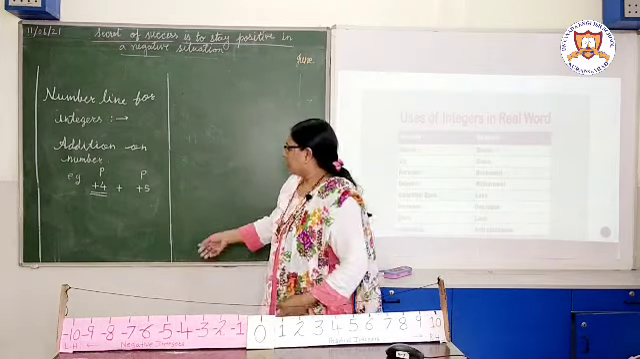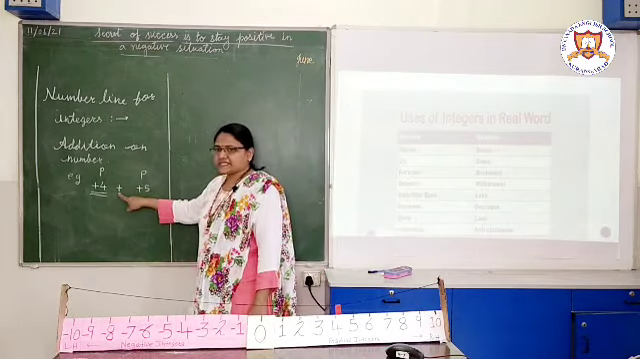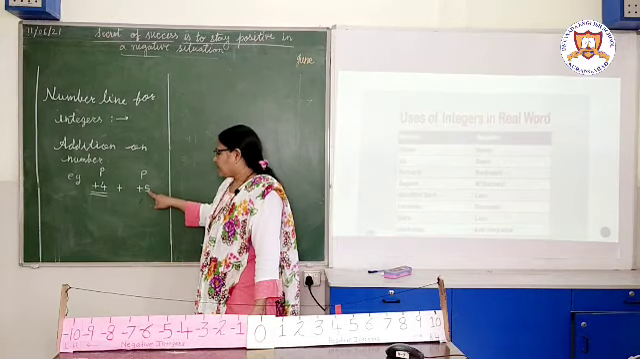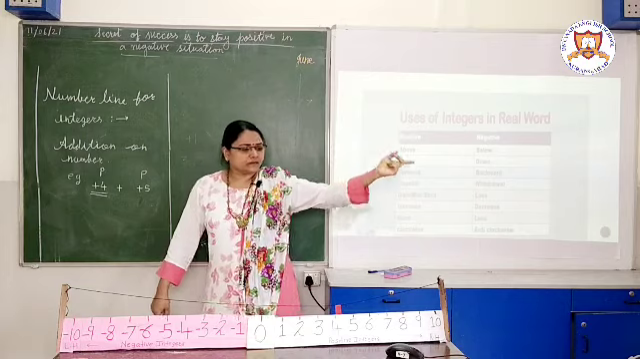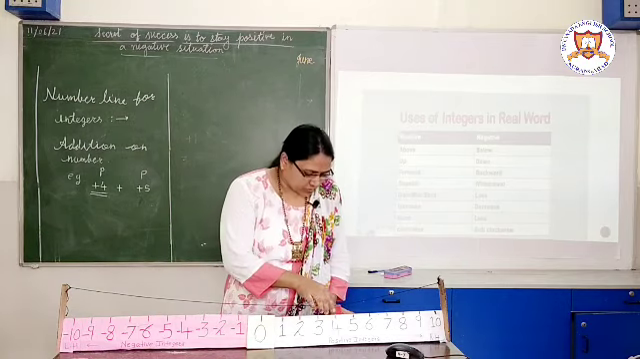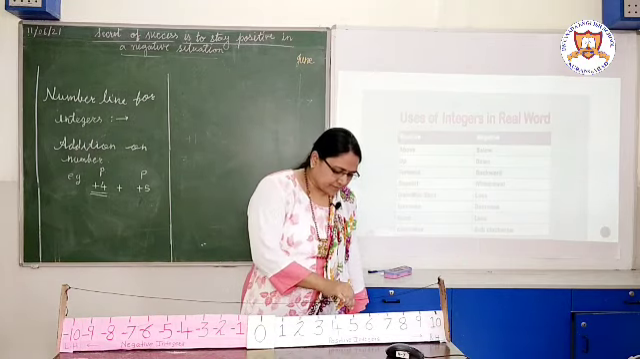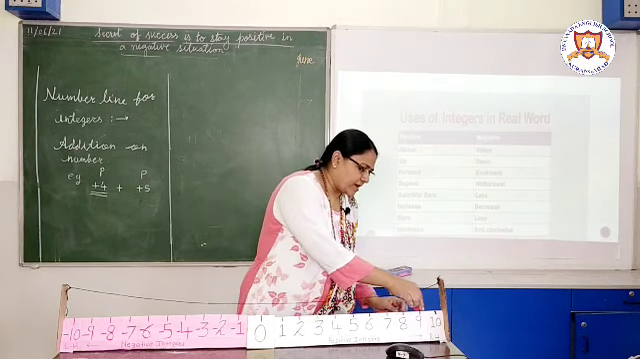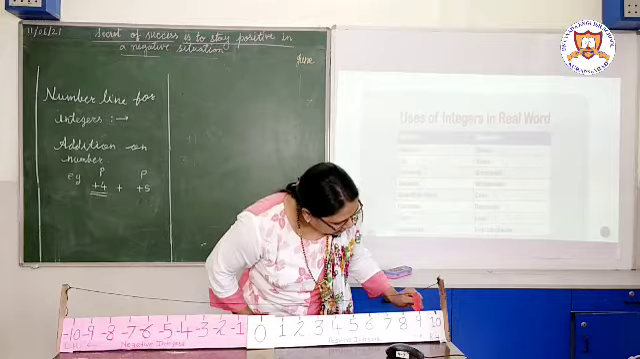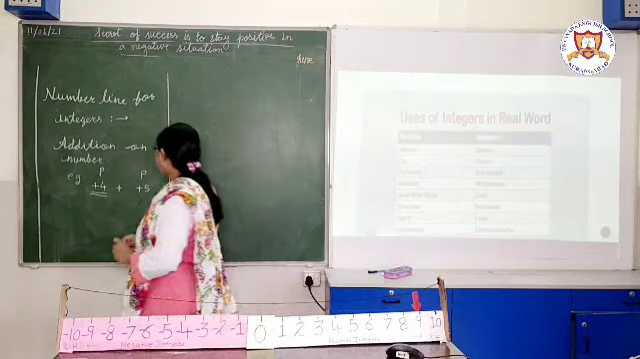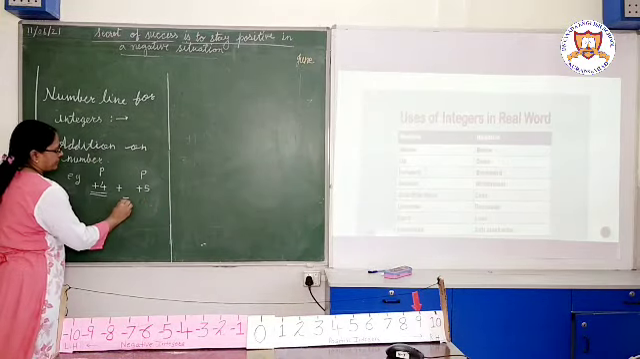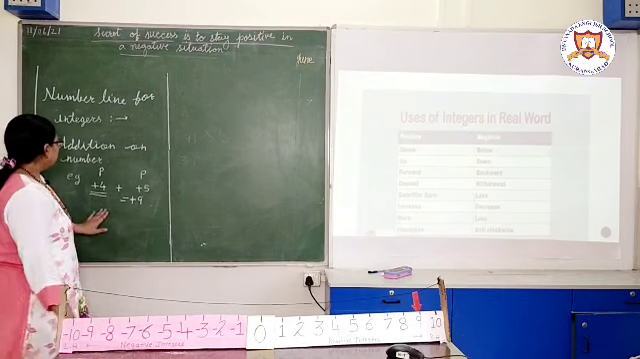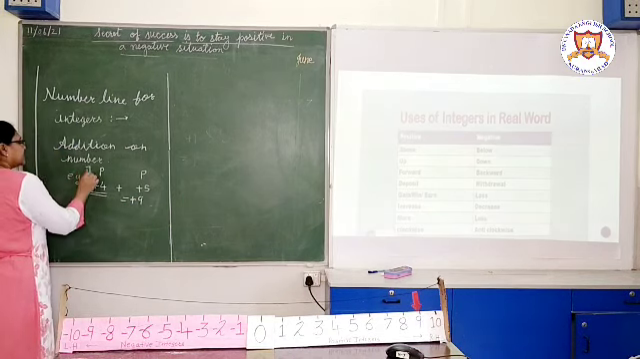Now next, the addition sign is there, so how many steps do we have to move now? Again 5 steps toward the right hand side. So count it: 1, 2, 3, 4 and 5. So where will we reach? 9. So the answer is positive 9. Now this was the first example.